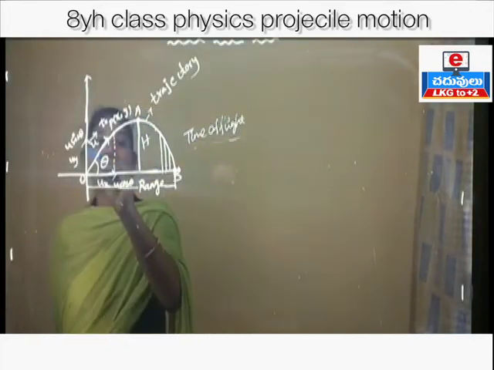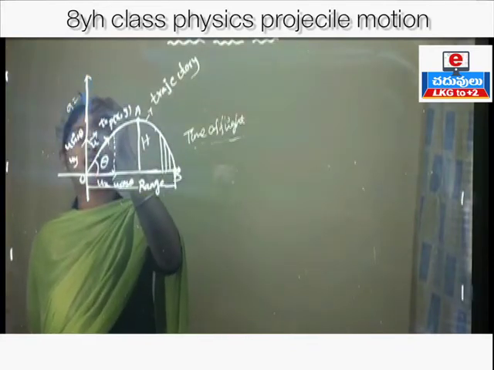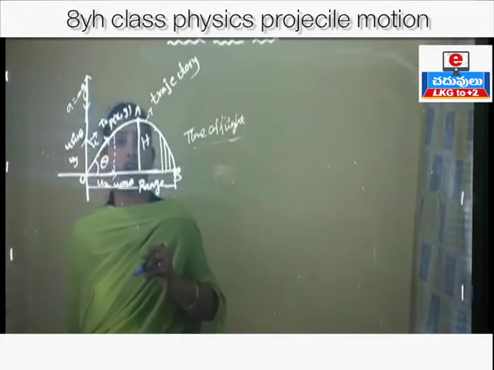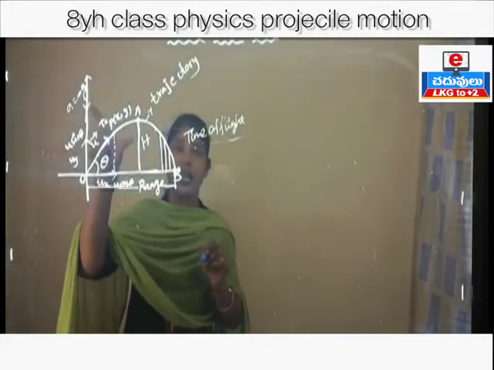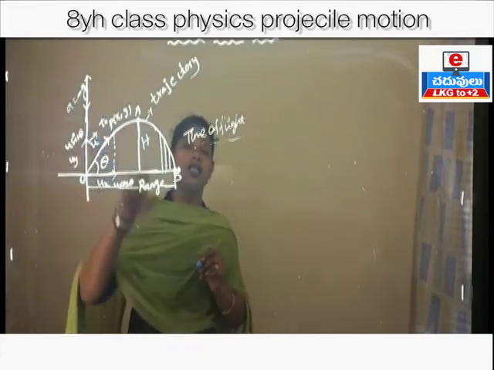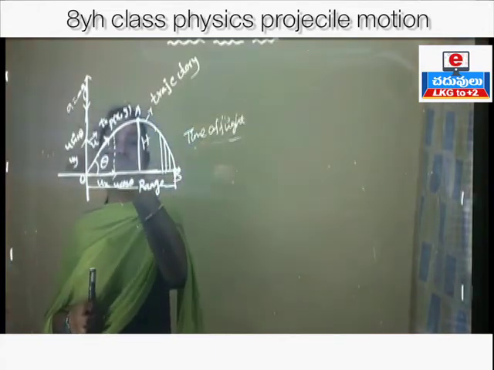When the projectile is projected in the vertical direction, the acceleration is always acting downwards, because it is falling downwards. That is, a is equal to minus g. Clear?